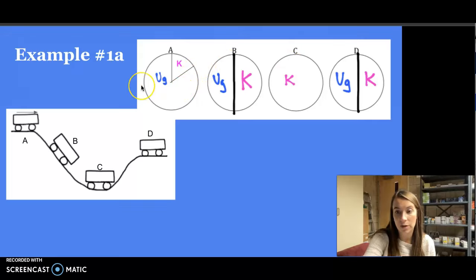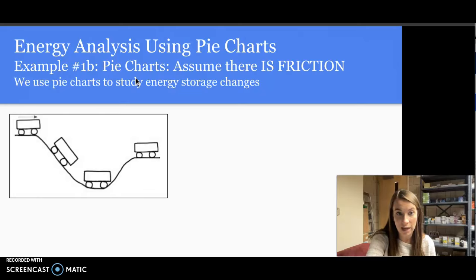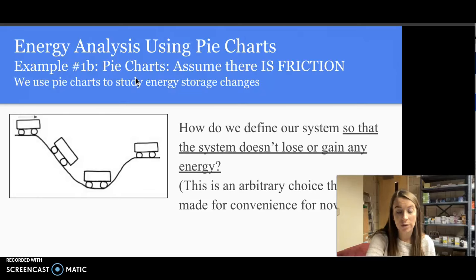So if you need to pause the video at any time or rewind, feel free to do so, but I'm going to keep going. So let's look at scenario 1B. Same situation, but now there's friction on the track. So again, we need to define our system so that we don't gain or lose energy. So if there's friction, that's thermal energy, right? Friction is when you go like this, your hands get warm.